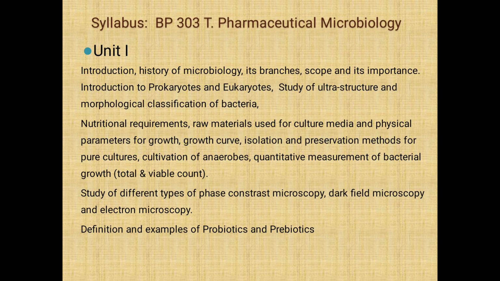So unit 1 contains the introduction, history of microbiology, its branches, scope and importance, the prokaryotes and eukaryotes, then the ultrastructure of bacteria, morphological classification of bacteria, then what are the different nutritional requirements for the growth of bacteria, raw materials used for the culture media, physical parameters for growth curve, isolation and preservation methods for pure cultures, cultivation of anaerobes, quantitative measurement of bacterial growth, then in detail study about different types of microscopy and definition and examples of probiotics and prebiotics.